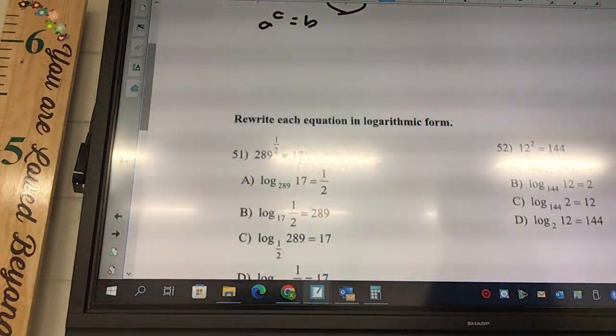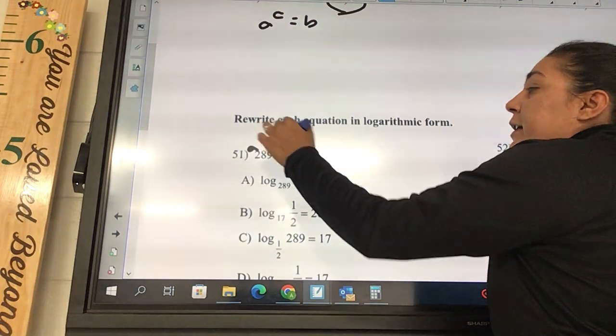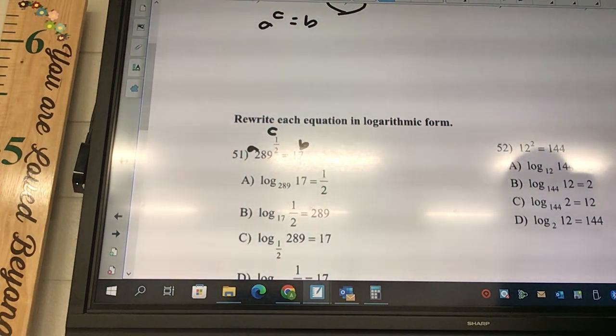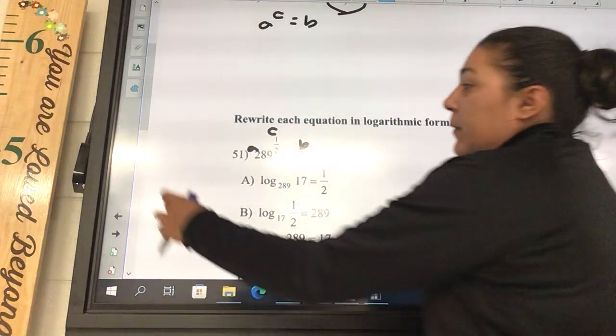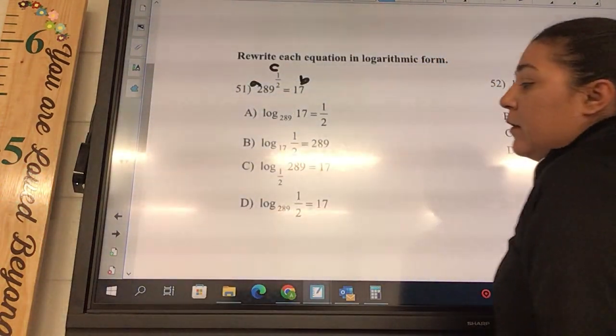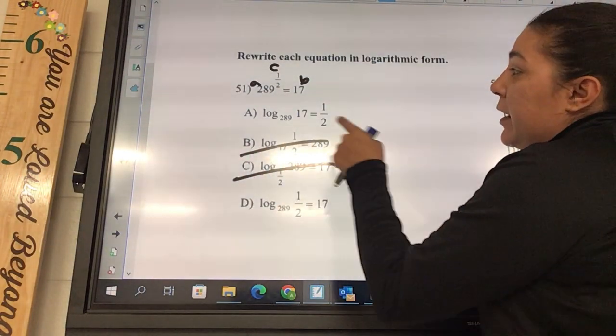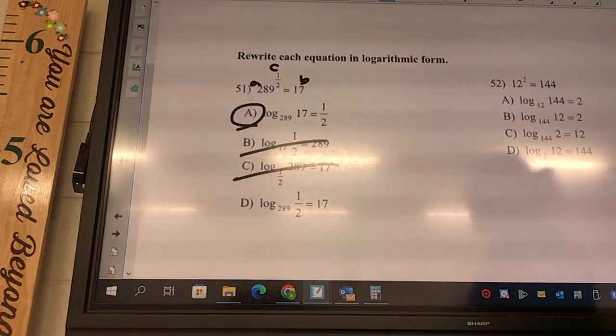Okay, rewriting this in log form. Again, this is A, C, B, and we need to write it as A, B, C. So what's going to be the right one? Okay, we can definitely eliminate these because they're not right. A is going to be the correct one, yes.